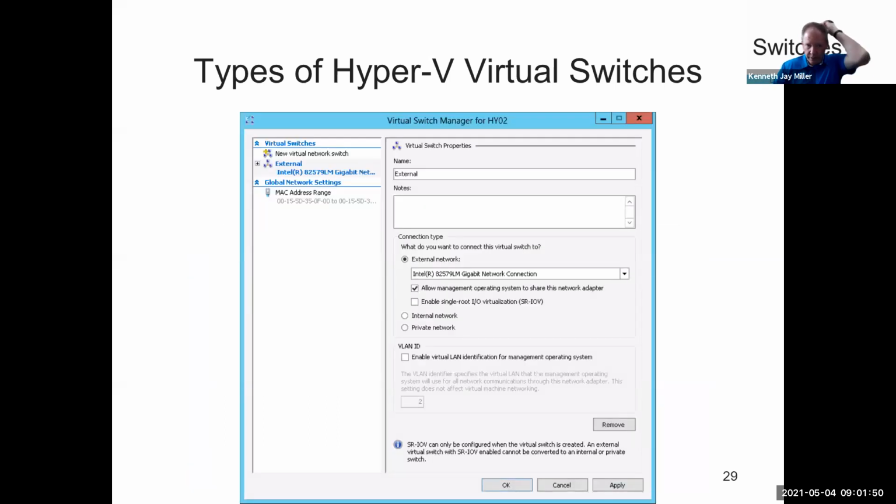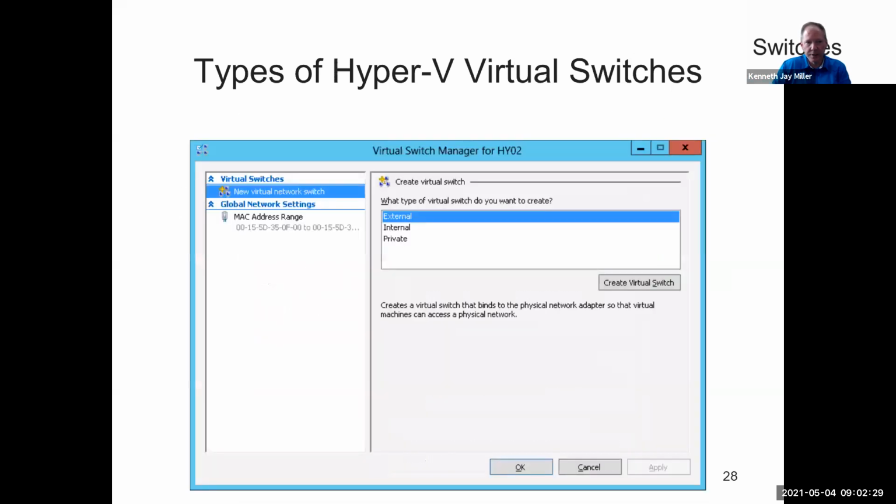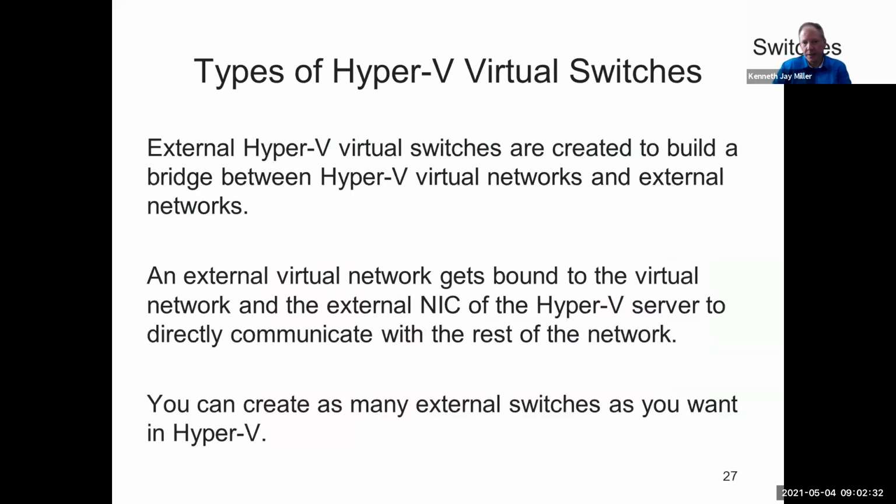So here is where we can create our external. The only thing about an external switch is it has to have a one-to-one link to an external network card. So we would need to have more than one external network card. We would need another cable and an active network connection to do that, which we don't have. So we can only have one external switch on our virtual machines, okay?